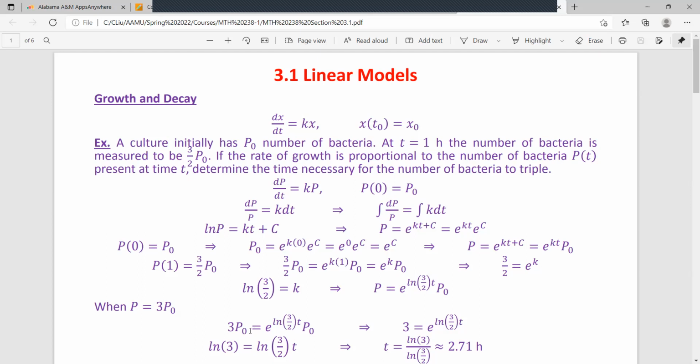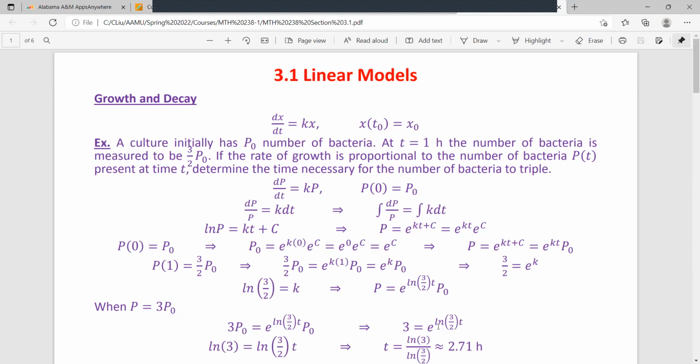So we get 3P0 equals e to the natural log of 3/2 T times P0, and you can cancel P0. So we get 3 equals e to the natural log of 3/2 T. And then, well, what I can do is just take a natural log on both sides. So you get natural log 3 equals natural log 3/2 times T.